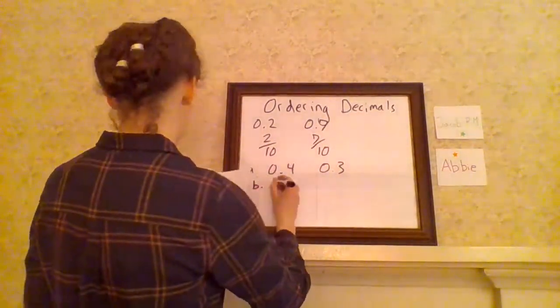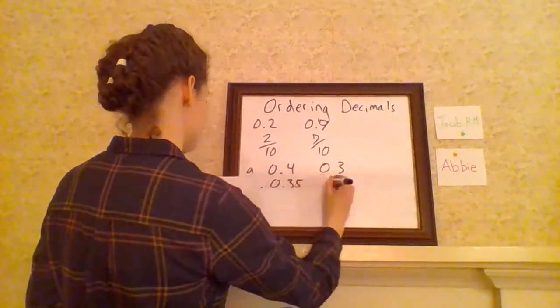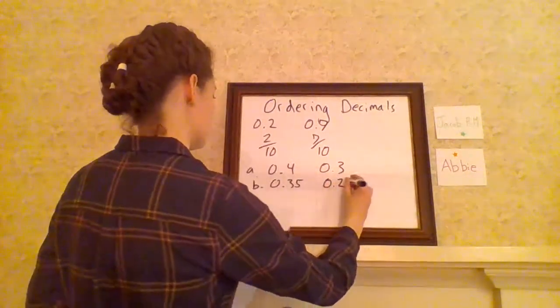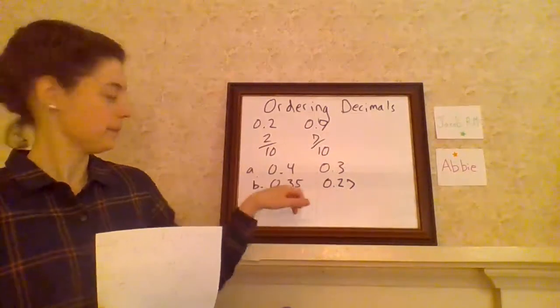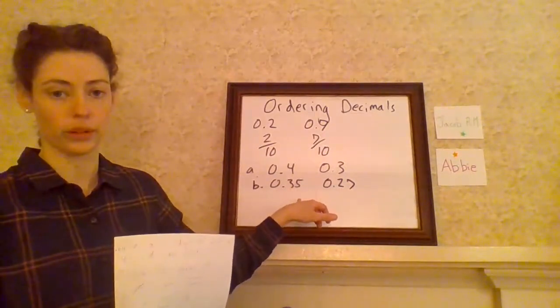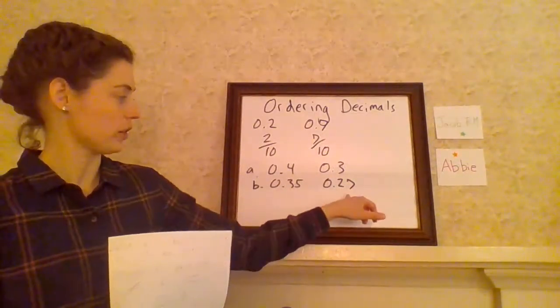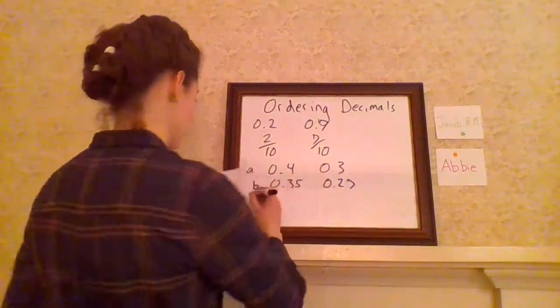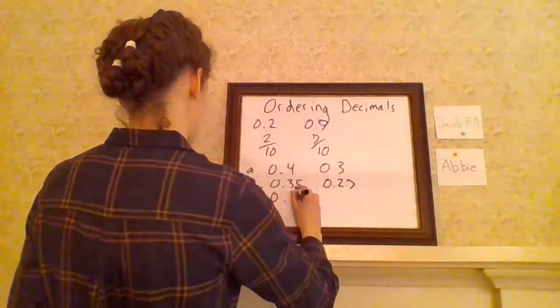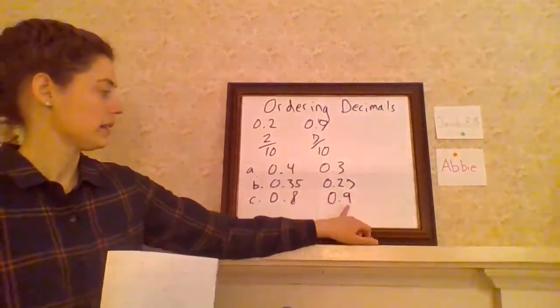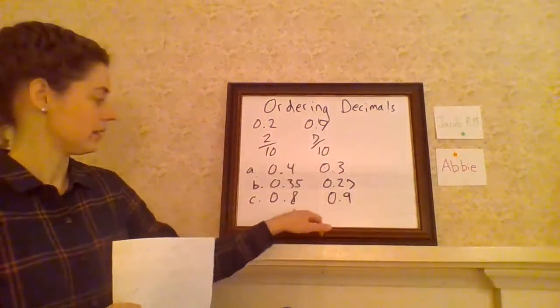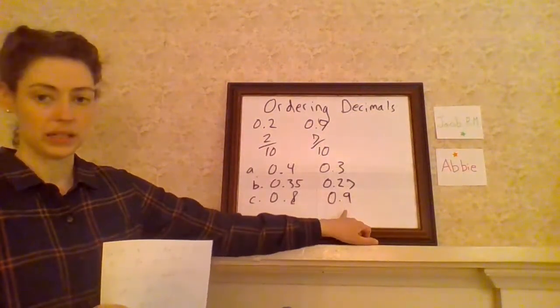Okay, what about 0.35 or 0.27? Which one is bigger? 0.35, or 35 hundredths, is larger than 27 hundredths. 0.8 or 0.9? Well, this is 9/10 and this is 8/10, so 9/10 is larger.